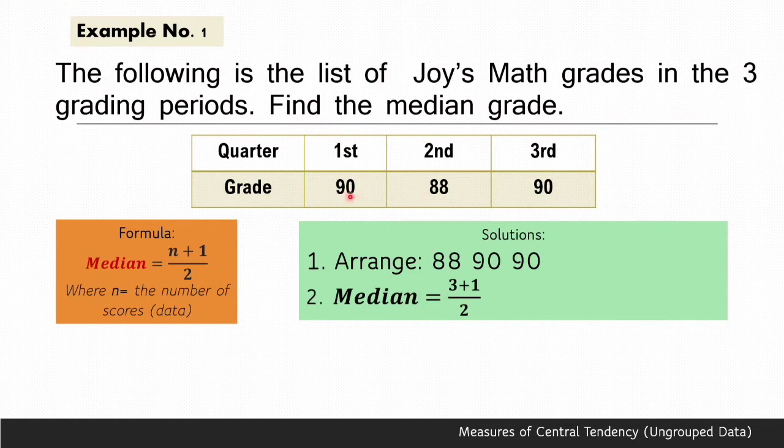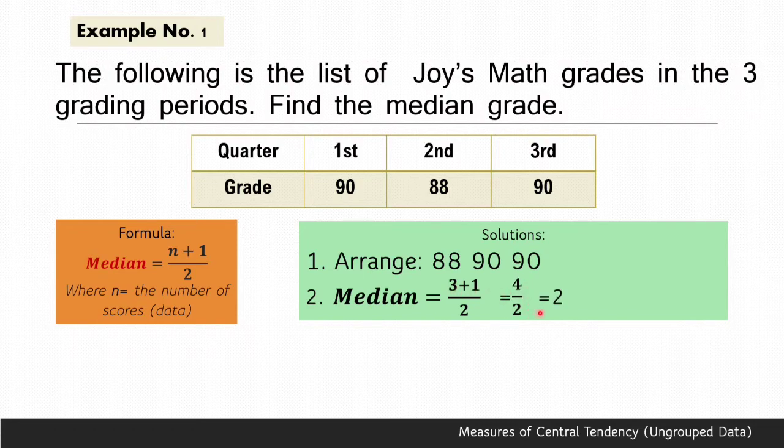So the number of scores is 3 plus 1. Then we have to divide by 2. The numbers 1 and 2 here are fixed. Only the number 3 should be changed depending on the number of the scores or the data that you have. So anyways, continuing our solution, 3 plus 1 is 4.